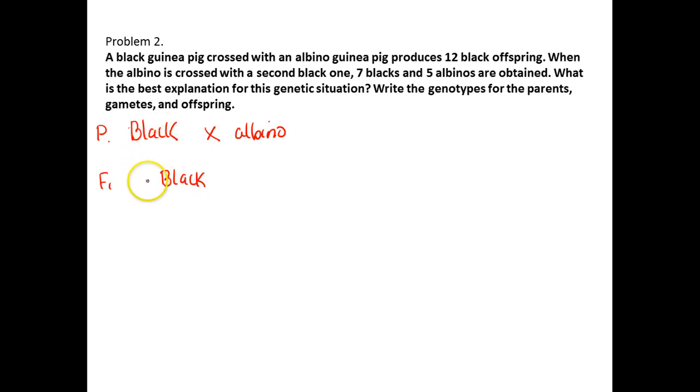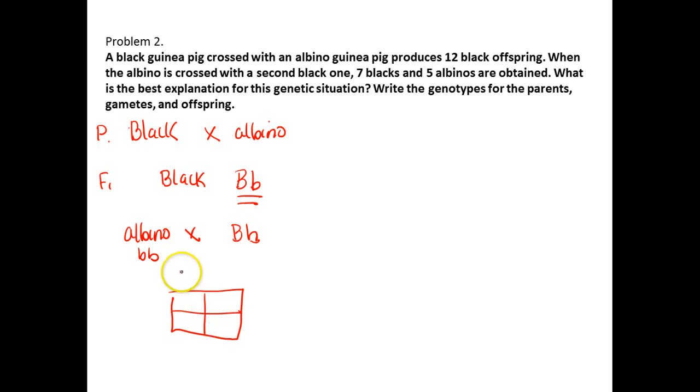Then they tell you the albino is crossed with a second black one. The second black one is one of the F1 hybrids, so this is most probably a hybrid, because if a pure black is crossed with an albino, then all the offspring must be hybrids. In this case, you have 7 blacks and 5 albinos. If you look at it, it's about a 1-to-1 ratio. So 5 into 5 is 1, and 5 into 7 is around 1. All right. So this is what you would expect if the albino trait is recessive.